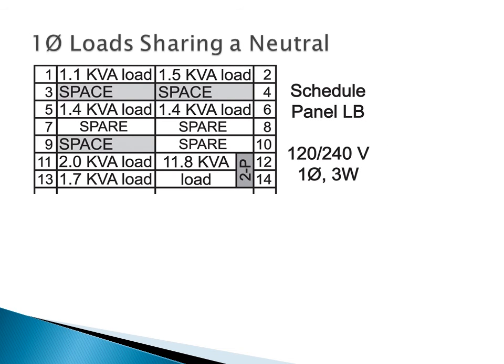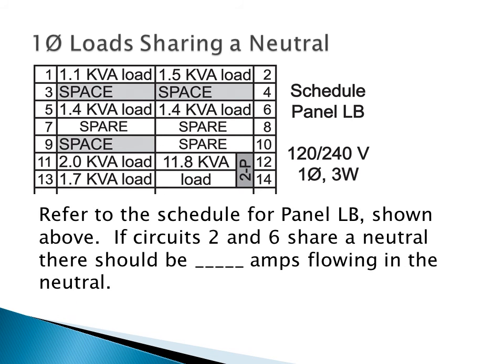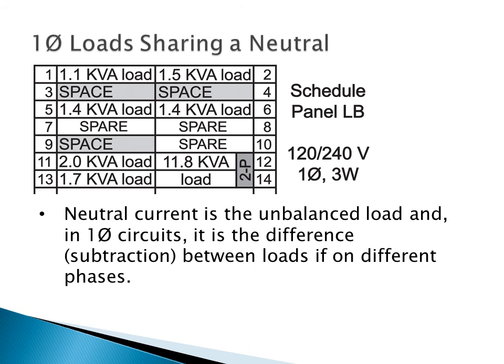So let's look at an example. We have here a panel schedule. You may have seen this before. And it's coming from a 120-240 volt single phase 3-wire panel, although it could have been coming out of a 3-phase panel. Either way, it's not going to make a difference if it came out of a 3-phase or a single phase, because the loads in our question are just single phase loads. So it's talking about if circuits 2 and circuits 6 share a neutral, there should be how many amps flowing in the neutral.